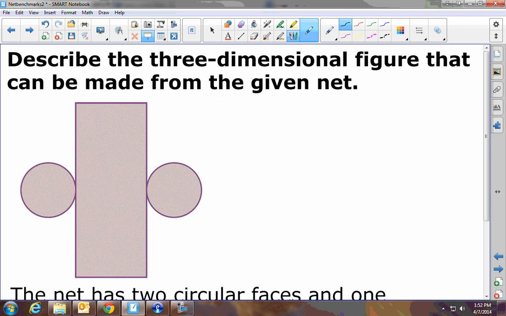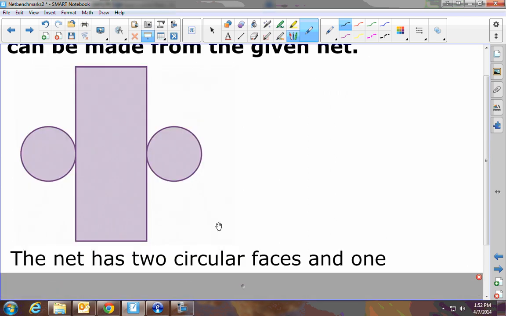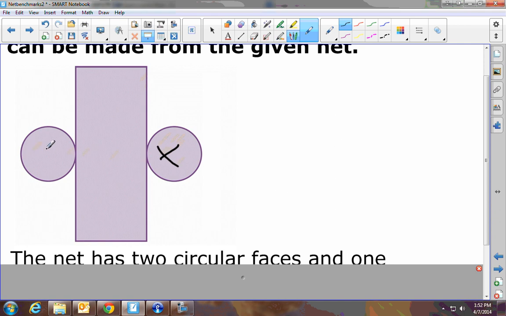And there's another one. This one's a little tricky. You got 2 circular faces and 1 rectangular face. So these are the bases. So imagine flipping these up to face each other and then roll them around this, and you end up with a cylinder. Something that looks like this. Okay?